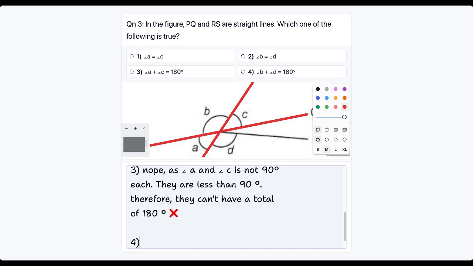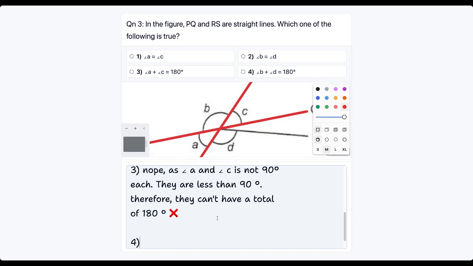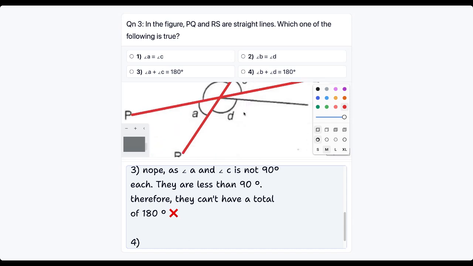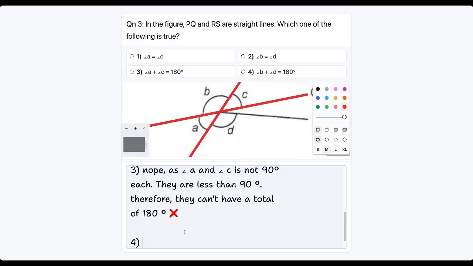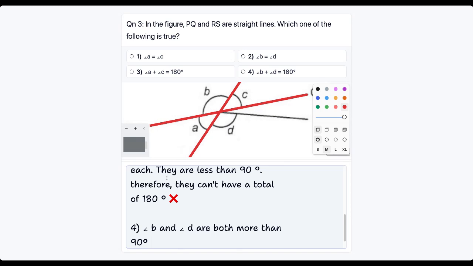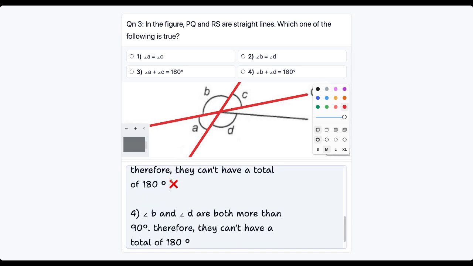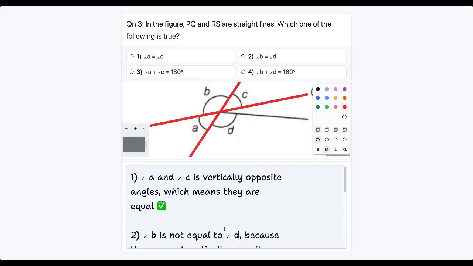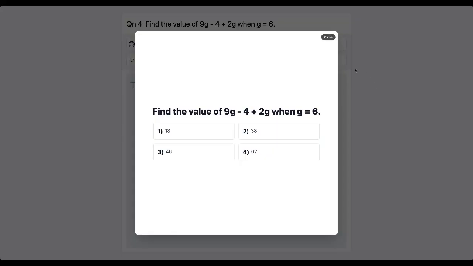Okay, let's go to option number 4. B plus D is equal to 180 degrees. All right. Both B and D, if you look at it, are more than 90 degrees. So therefore, they can't have a total of 180 degrees, right? In this case, this is also wrong. So therefore, option number 1 is correct. Okay, let's move on to the next question. Question number 4.